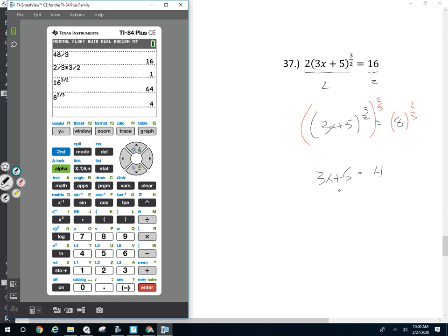Now I solve. Subtract 5. Isolate x. Divide by 3. My answer is a fraction. Don't be afraid. This is correct. This is good. Okay.